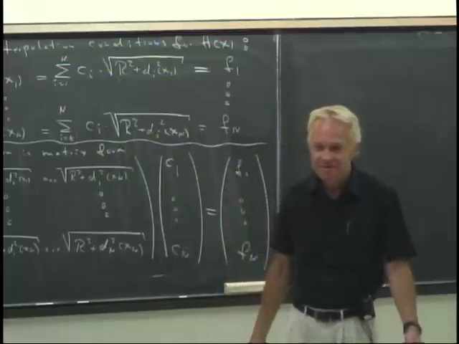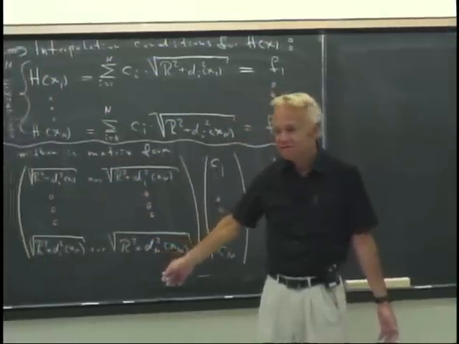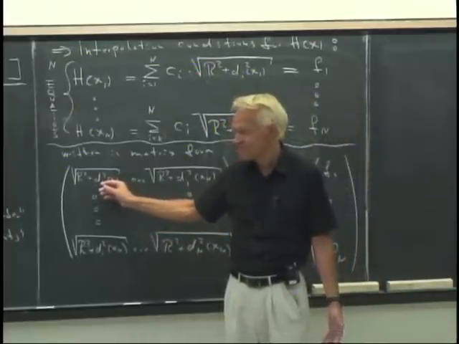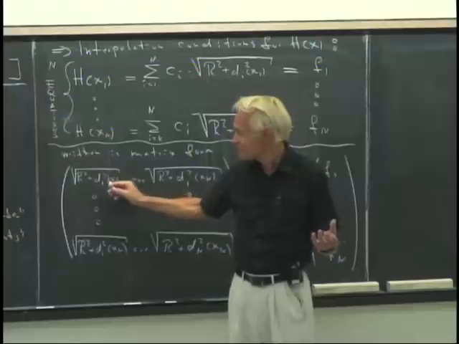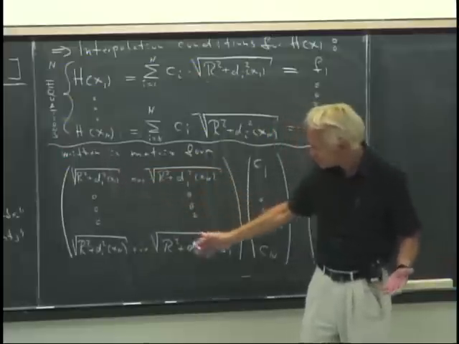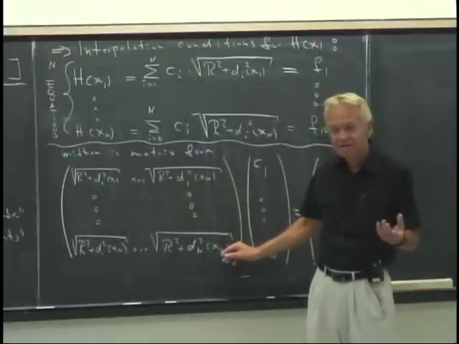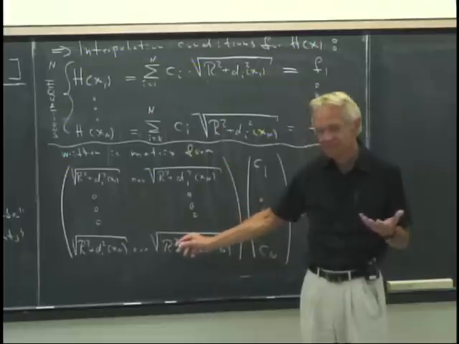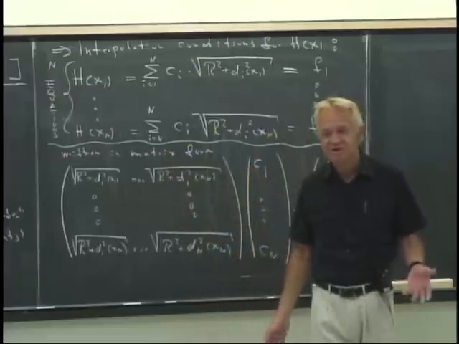Well, along the diagonal, it's going to be the square root of R squared, because everywhere, d1 to x1 is the distance of location point 1 to itself, which is 0. So this whole thing just becomes the square root of R squared, which is R. The last evaluation location is site n, and site n also has distance 0 to itself, so that is also the square root of R squared, which is R. So this entire diagonal is R.